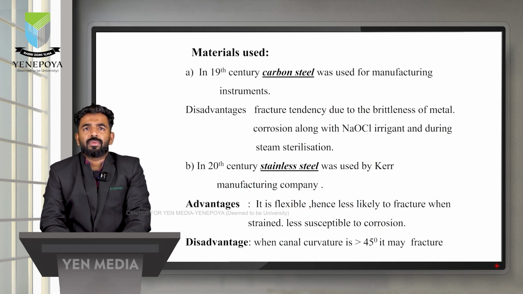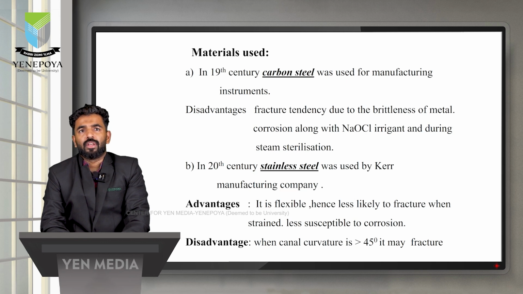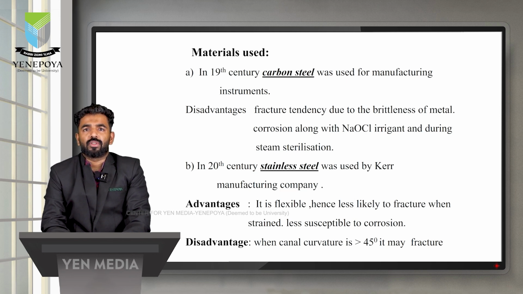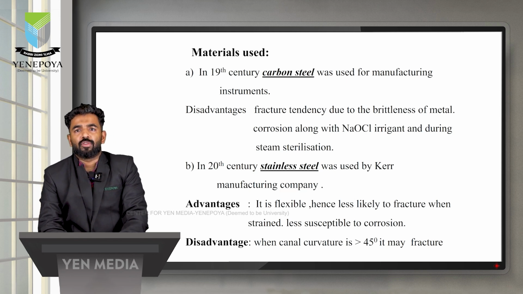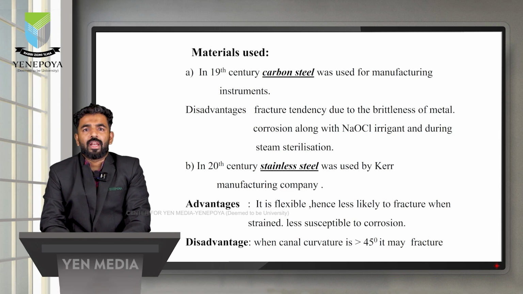In the 19th century, carbon steel was used for manufacturing instruments. The main disadvantage of carbon steel was fracture tendency due to brittleness of the metal, and corrosion with sodium hypochlorite irrigant during steam sterilization. In the 20th century, stainless steel was used by Kirk manufacturing company. Advantage: it is flexible, hence less likely to fracture when stressed, and less susceptible to corrosion.